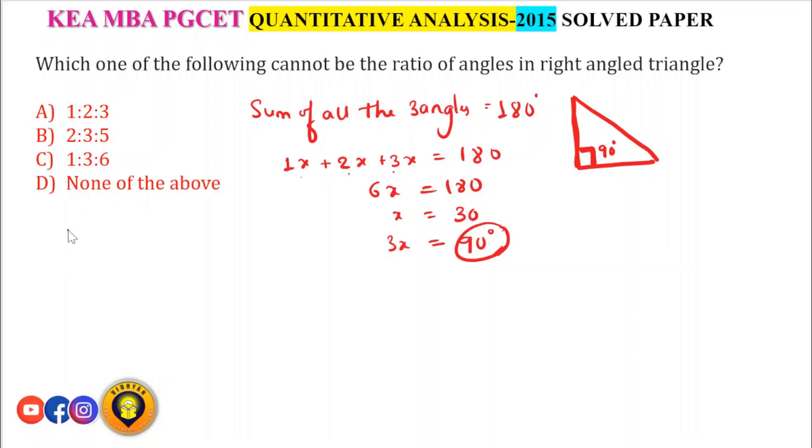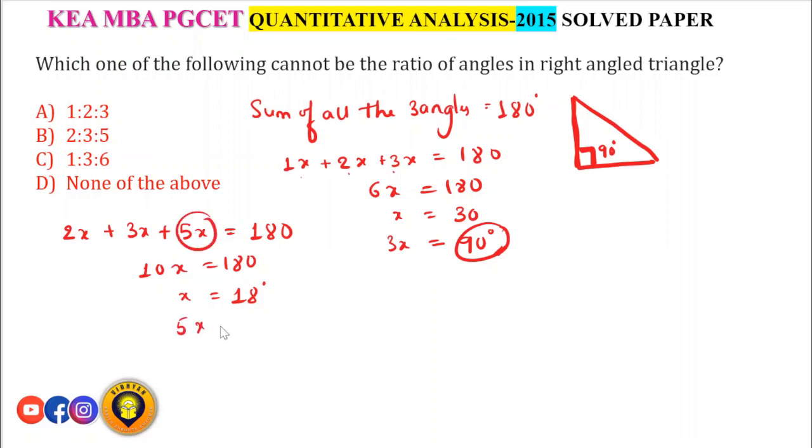Check for the second one. 2 is to 3 is to 5: 2x plus 3x plus 5x must be equal to 180 degrees. So 10x is equal to 180 degrees. x is equal to 18 degrees. Now what is the 5x value? 5 into 18 is 90 degrees. So this is also a right angle triangle.